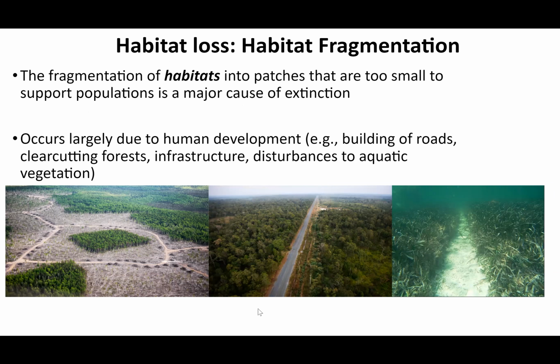We can also fragment habitats by putting in roads. You can see this road going through this nice forest, cutting this forest in half, cutting this ecosystem in half, fragmenting it. And then we can see an example here where we have a seagrass bed. A boat went through here with its propeller multiple times, chopped up the seagrass bed, made a bare spot here, thus fragmenting this seagrass bed. So it happens both on the land and in the ocean, as well as in lakes and stuff like that. So humans are great at breaking habitats into small patches.